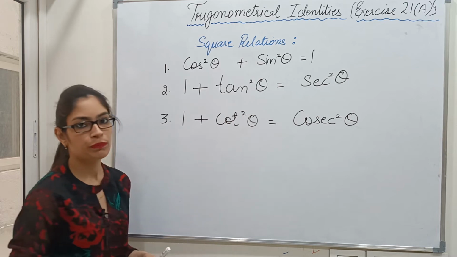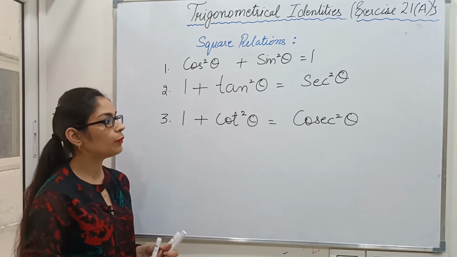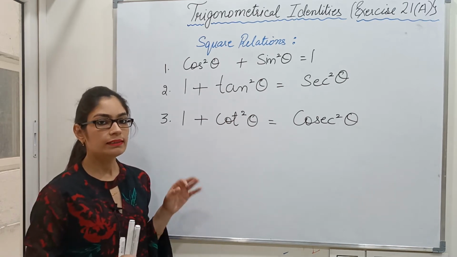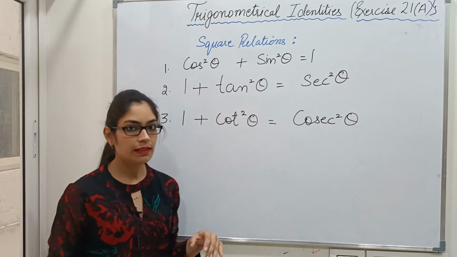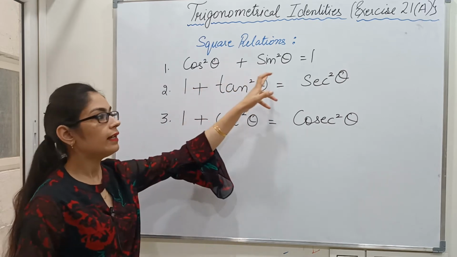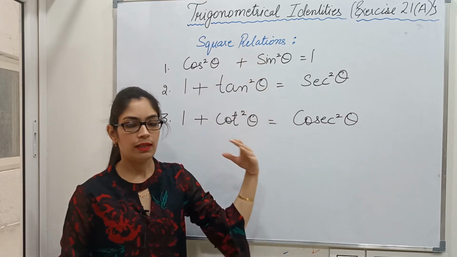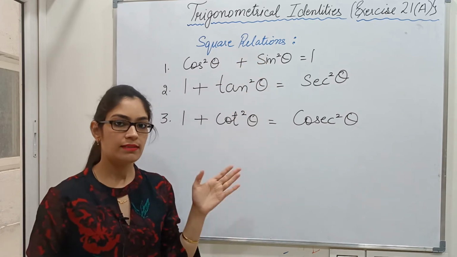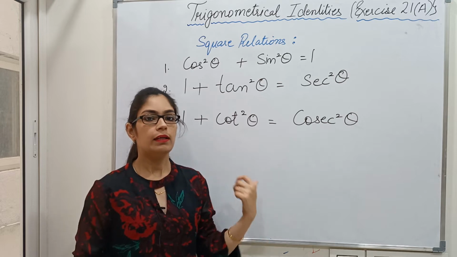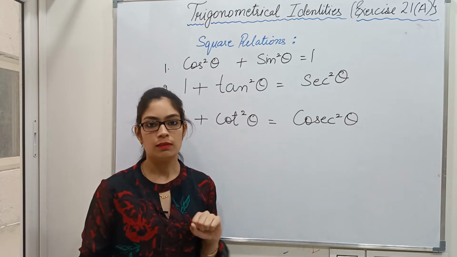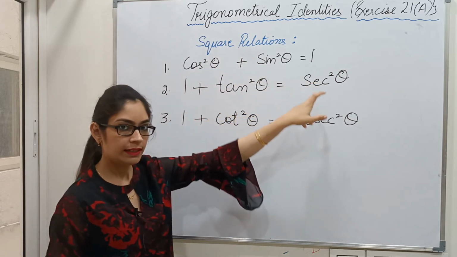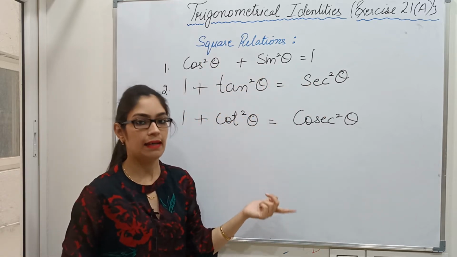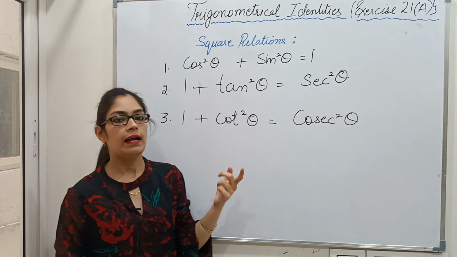So only these 3 relations are there in square one. But the thing is that you have to remember which one is related with which one. Sine and cos, and the way I have written, try to learn in this way only. Sine plus cos, and then 1 plus tan and 1 plus cot, like that you can remember. So sine and cos, they are related with each other. Secant and tan, and then cosecant and cot.